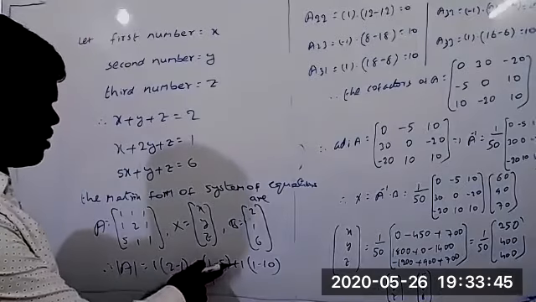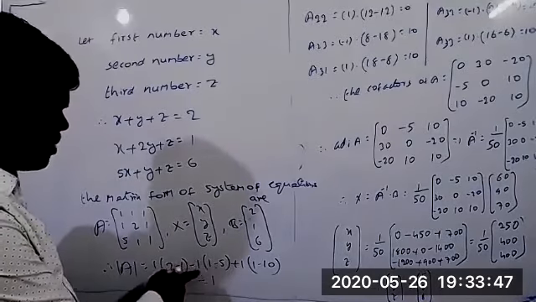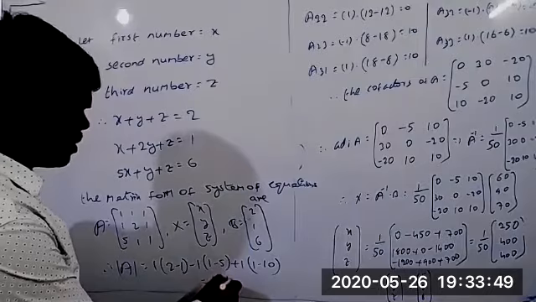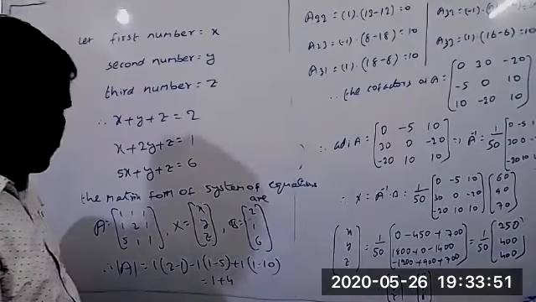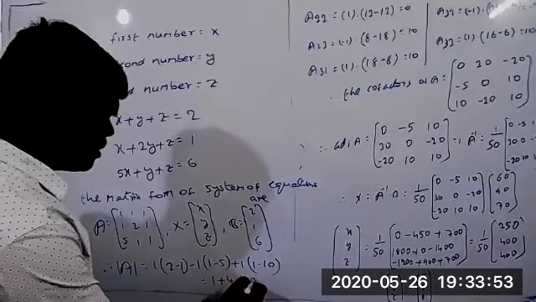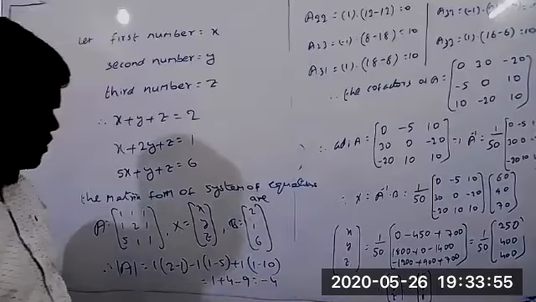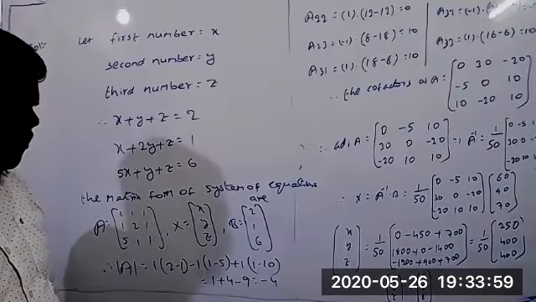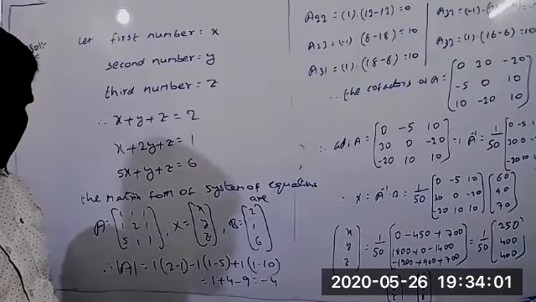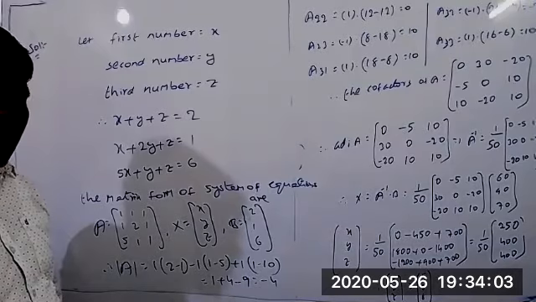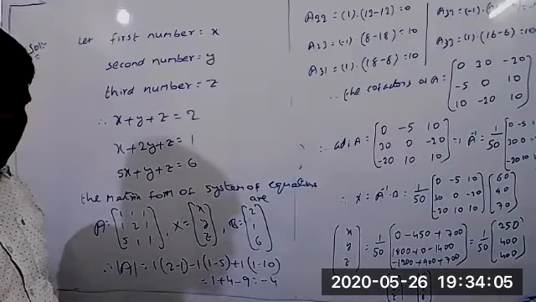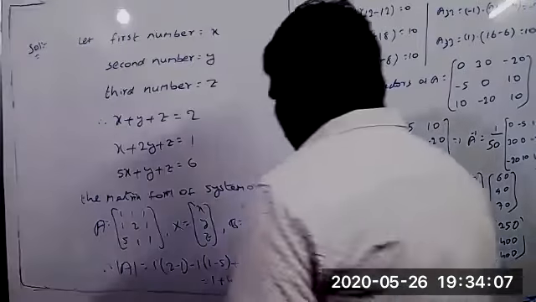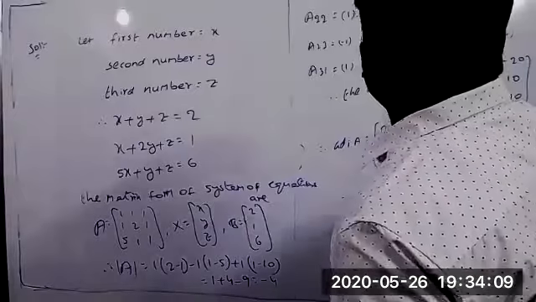1 minus 5 equal to minus 4. Minus 1 into minus 4 equal to plus 4. 1 minus 10 equal to minus 9. So 1 plus 4 minus 9 equal to minus 4. The determinant of A equal to what? Minus 4. It's not 0. Yes, sir. It's correct. Sir, I just wrote the element wrong in the system.